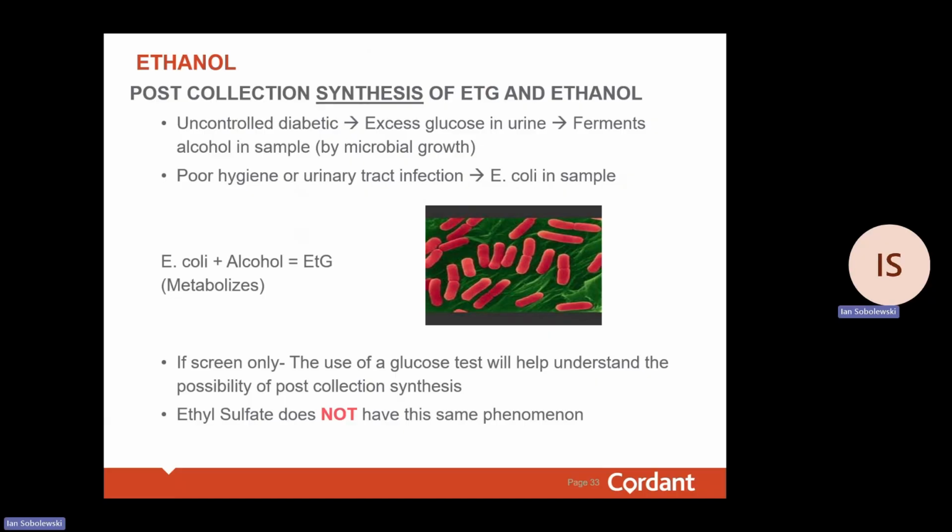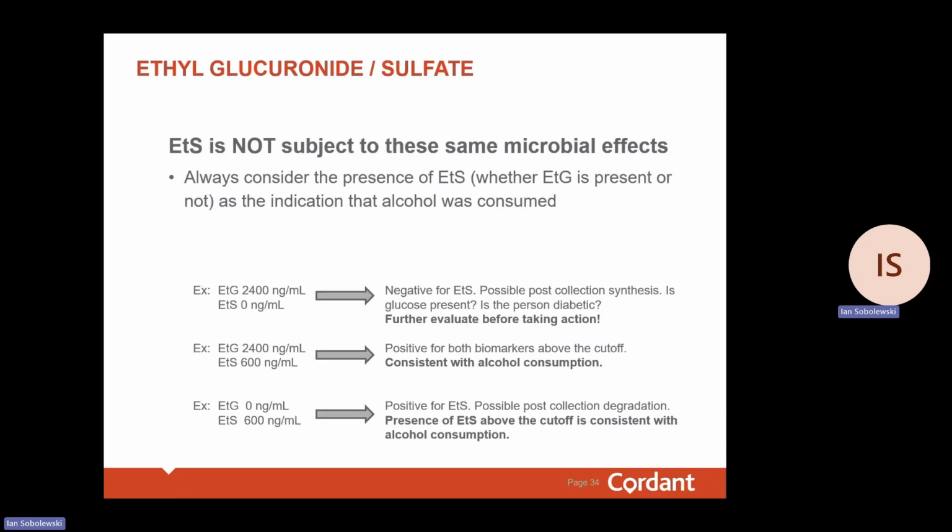Now, that's all said and good, but what is unaffected by all of this is ETS, or the ethyl sulfate. It does not have the same phenomena. It is very stable in urine. So when we're doing these interpretations, we kind of want to focus in on the ETS there. So here are the 3 different possible outcomes that can happen with test results. The first one would be a high level of ETG, 0 level of ETS. Is this connected with alcohol consumption? Well, further evaluation would need to be done before taking action, right?